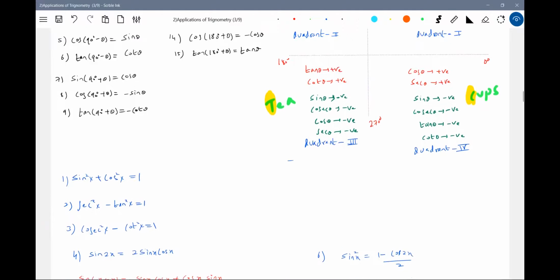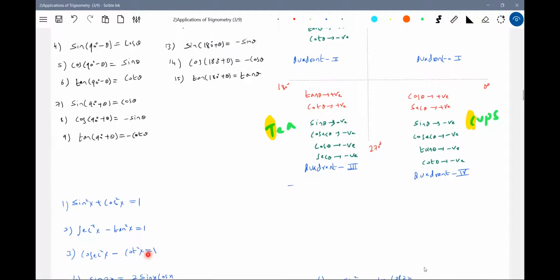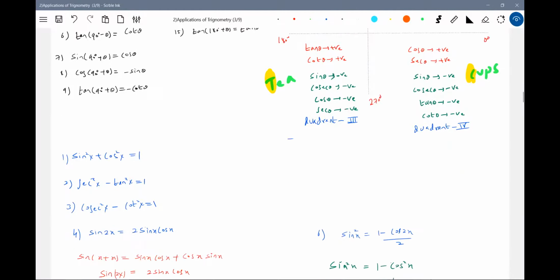Let's take the identities. Already we know sine square theta plus cos square theta equal to 1. Just I wrote it. And secant square x minus tan square x equal to 1. Cosecant square x minus cot square x equal to 1. These are the identities. Already we have proved them in the previous class.